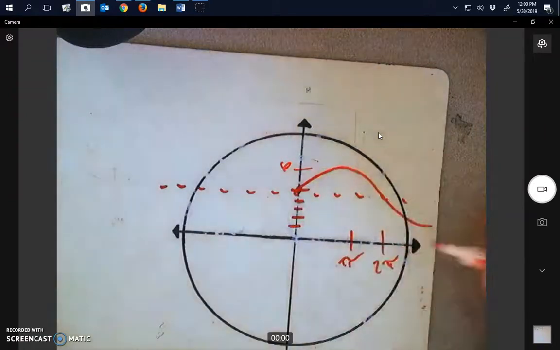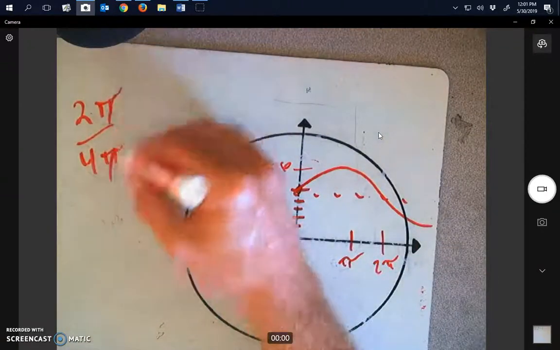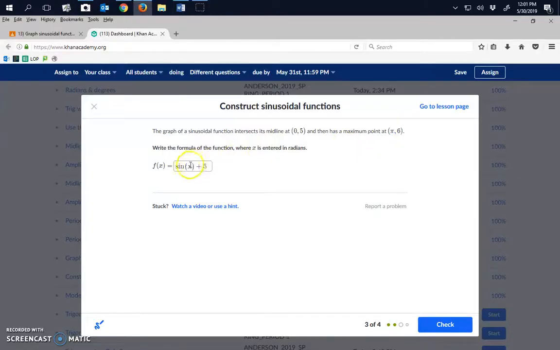So our period is 4 pi. Take 2 pi, divide by 4 pi. We end up with 2 over 4, which is equal to 1/2. So 1/2 x.